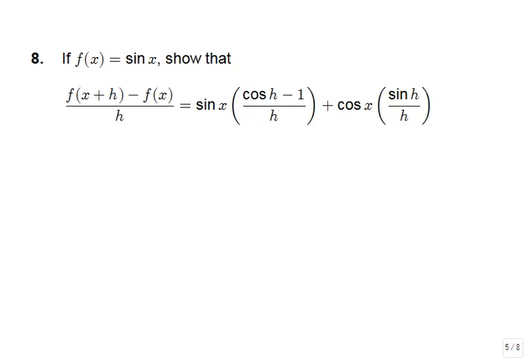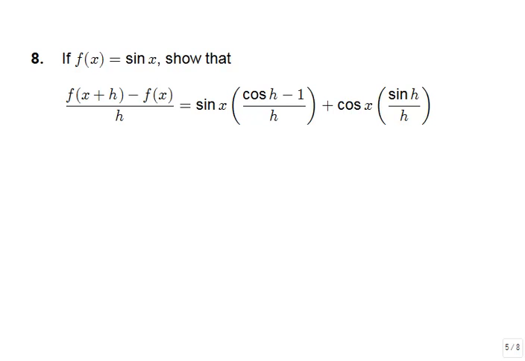Now to show this, we're using something called a difference quotient, and you've seen these before. It's f of x plus h minus f of x all over h. And we want to apply this difference quotient formula to the function sine of x. So let's see how to do that.